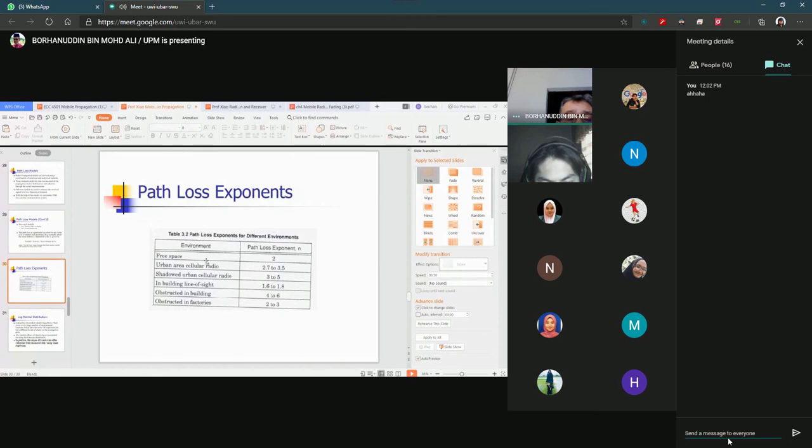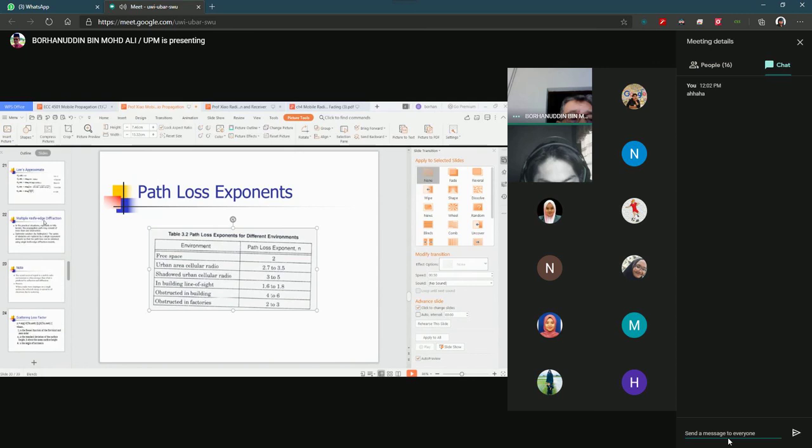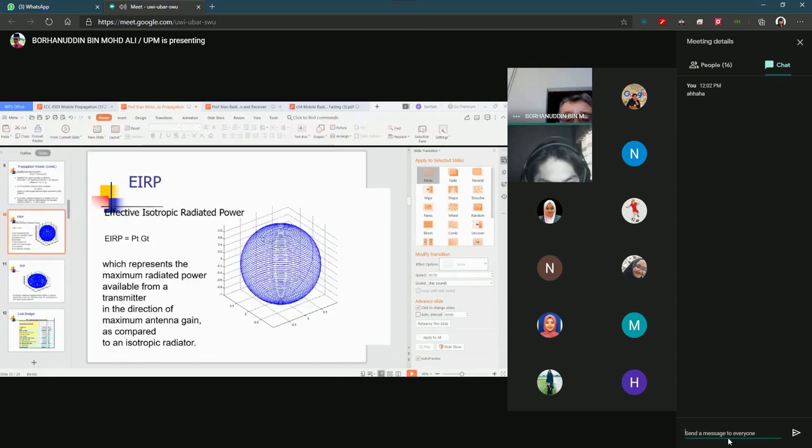Now, the exponent. For free space, we only see 2, because that is the antenna that forms a spherical pattern. It is a sphere, so it radiates in all directions. So the surface of the radiation pattern goes as d squared.